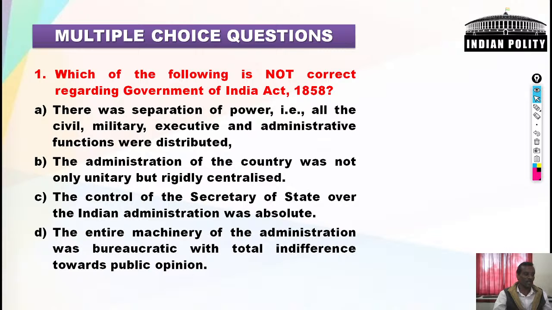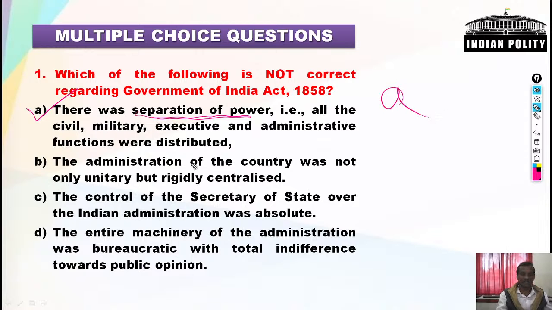First option is not at all correct because thinking about separation of power at that time is wrong, because the British wanted to keep all power in their hands, that is why there was concentration of power, not separation. So we cannot expect that separation of power. That was not possible. So answer is A.